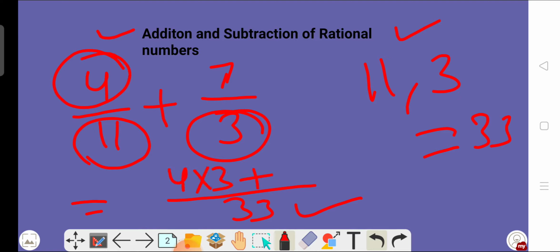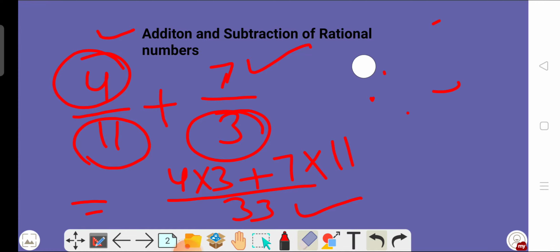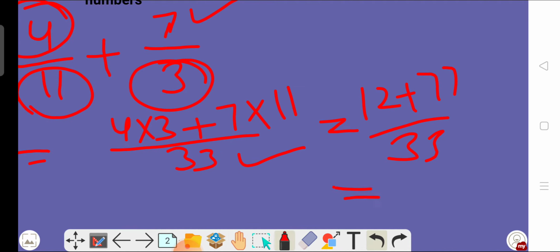Plus sign. Now again divide 33 by 3, we will get 11 and 11 should be multiplied by the numerator and that is 7. Now we have to solve this multiplication. And this is equal to 12 plus 77 by 33. And the result is equal to 89 by 33. So this is the addition of two rational numbers.